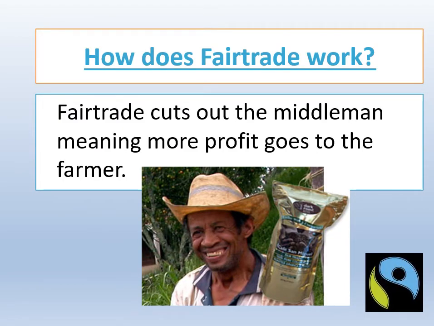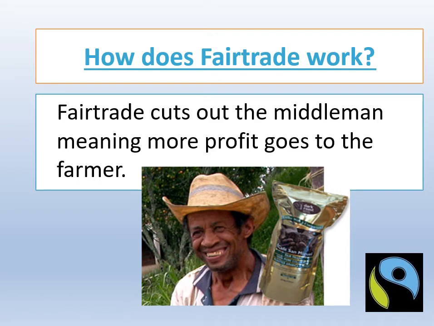So how does fair trade work? Well, it does one thing, and it cuts out the middleman. That means that more profit goes to the farmer. The shipping industry and the shops and supermarkets still need to make their cut, but instead of having an owner of a plantation as we had previously, the farmer gets paid directly.